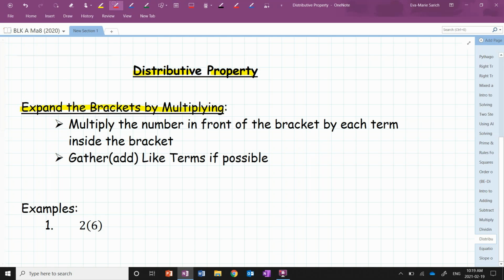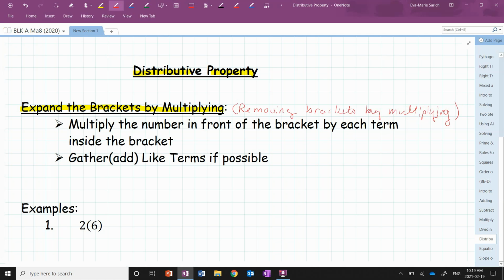So really what we're doing is we're removing brackets by multiplying. Okay? So that is really what we're doing here: we're trying to simplify an algebra statement by getting rid of brackets.